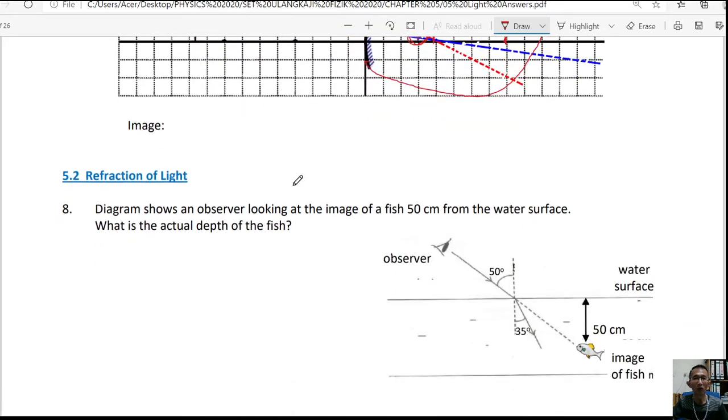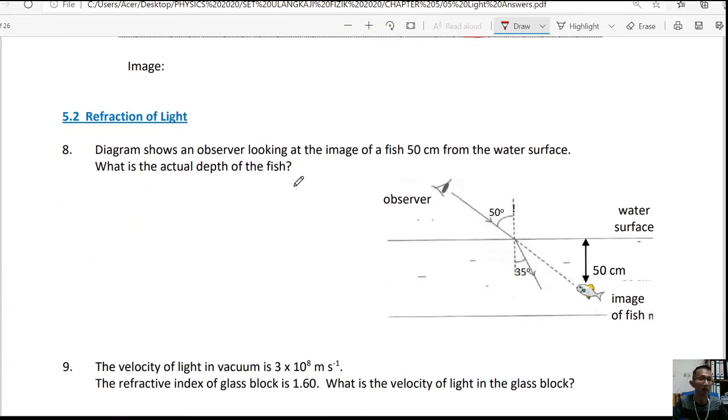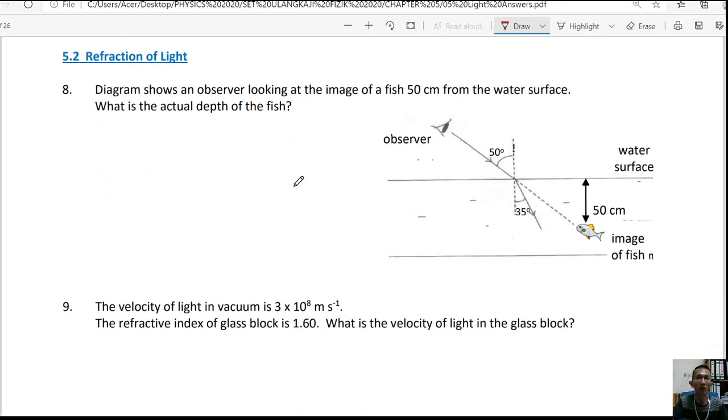All right, so we continue with question 8. The diagram shows an observer looking at the image of a fish 50 centimeter from the water surface. What is the actual depth of the fish? So I want to know the actual depth. Here is the image. So what do I know about this?